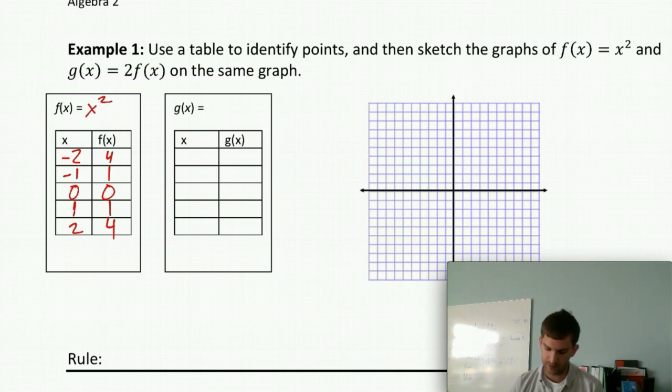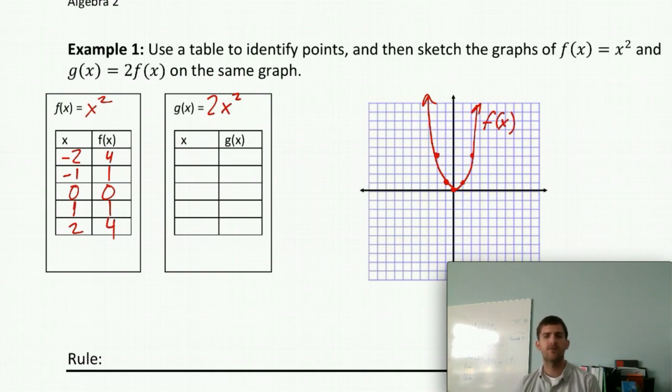So coordinate at -2, 4. -1, 1, 0, 0, 1, 1, and 2, 4. And we'll connect those dots, make that nice, smooth parabola. That looks something like this. And for consistency's sake, let's label it as f of x. Now g of x, it's 2 times f of x, so it's going to be 2 times the x squared.